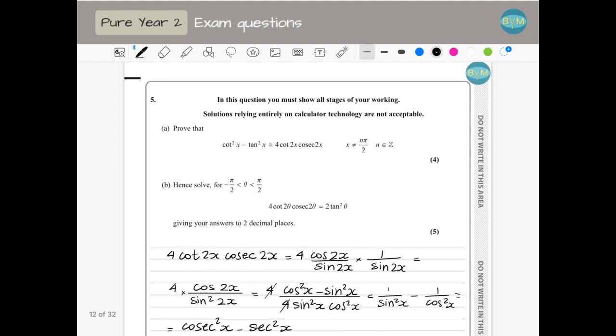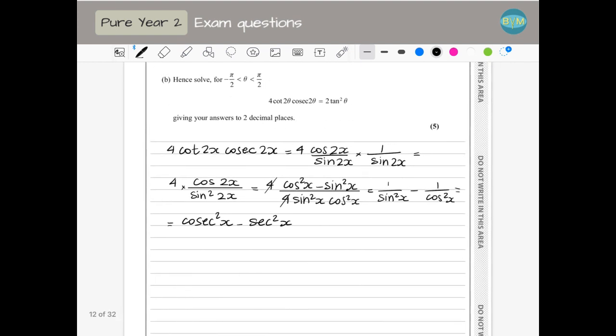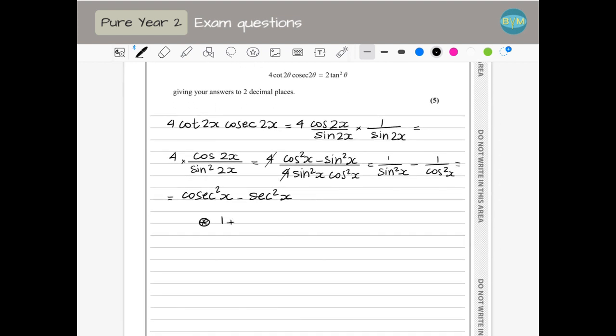And I have tan and cot. And I have, remember, an identity that relates them both. So I know that 1 plus tan squared is sec squared. And I know that 1 plus cot squared is cosec squared. So I'm going to use this to write sec and cosec in terms of tan and cot. So the first one, cosec squared, is 1 plus cot squared. And then minus, instead of sec squared, I'm going to write this. So minus 1 plus tan squared.